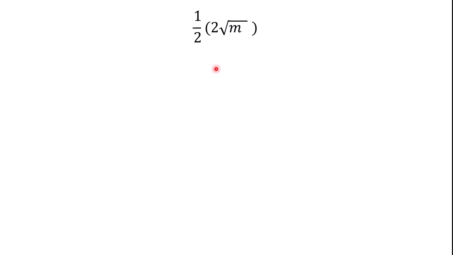Now here, let's open the bracket. When you open the bracket, it means we are going to multiply this 1 over 2 by what is in the bracket. So 1 over 2 times 2 times square root of m. These 2 and these 2 will cancel out, and we are left with square root of m. Okay, so let's write.